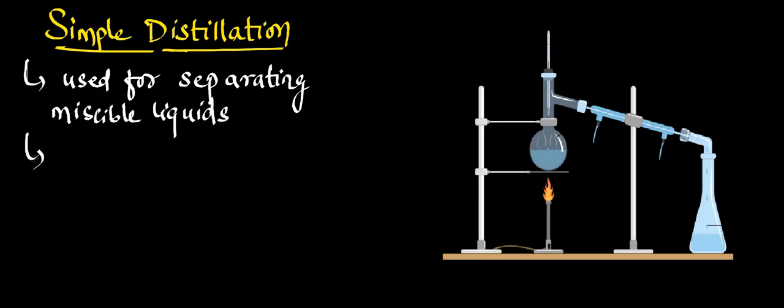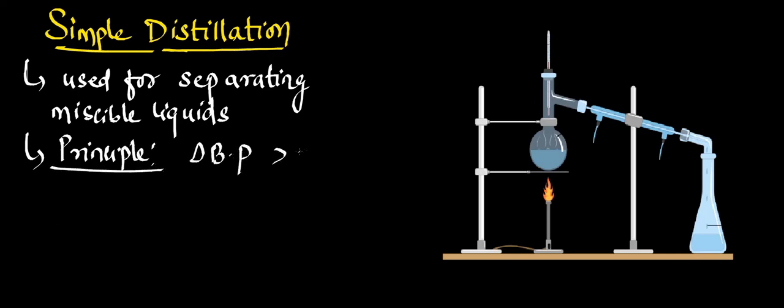So how do we separate the liquids here? What is the principle? The principle that we use is difference in boiling points. The difference in boiling points of the liquids must be more than 25 Kelvin. There must be a difference of 25 Kelvin in the boiling points.